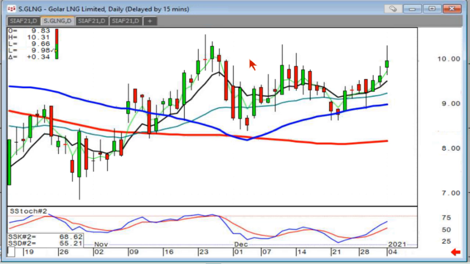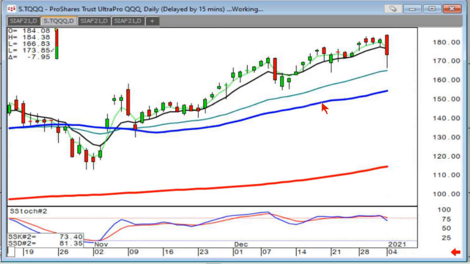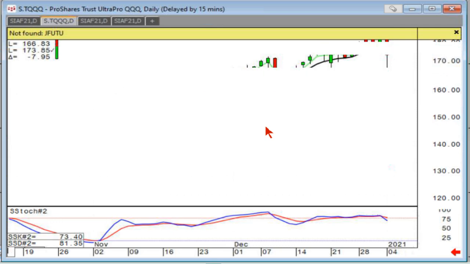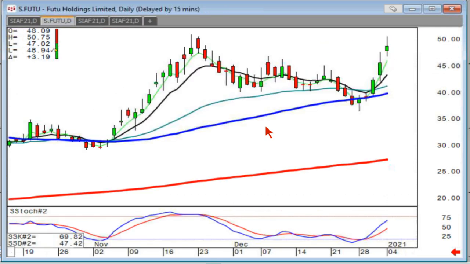GLNG. You can stay long on this. You want to see it break out through this level. And the Qs, like the NASDAQ, sold off pretty hard today. So it'll be important to see what the futures are in the morning. But remember, this is the first time that the NASDAQ has closed below the T-line in months, especially with a left-right combo.